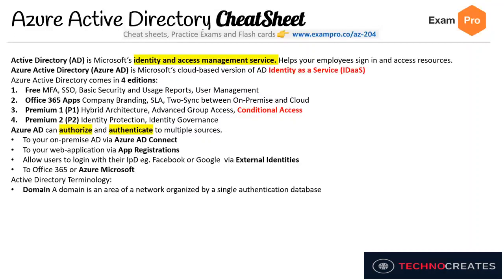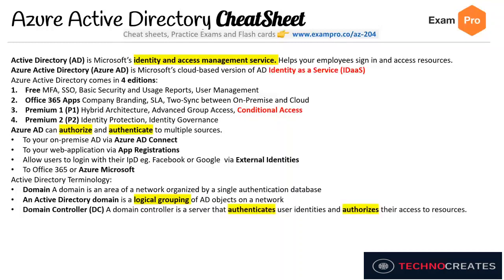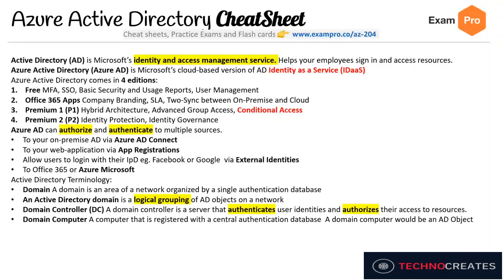For Active Directory terminologies, when we're talking about a domain, it is an area of network organized by a single authentication database. An Active Directory domain is a logical grouping of AD objects on a network. Then you have domain controller, commonly abbreviated as DC. Domain controller is a server that authenticates user identities and authorizes their access to resources. You have a domain computer, a computer that is registered with a central authentication database. A domain computer would be an AD object.